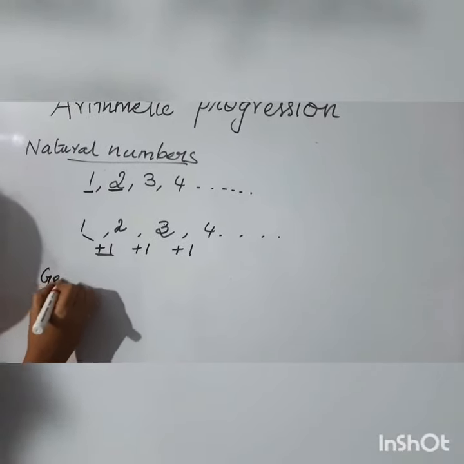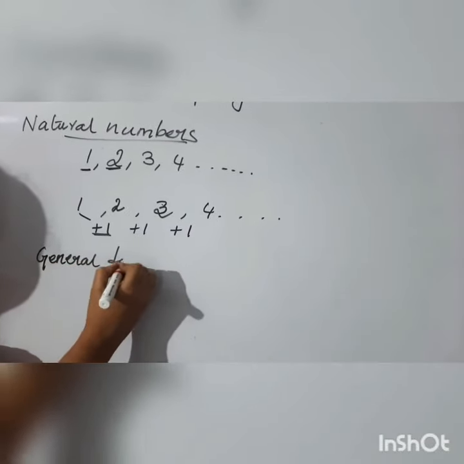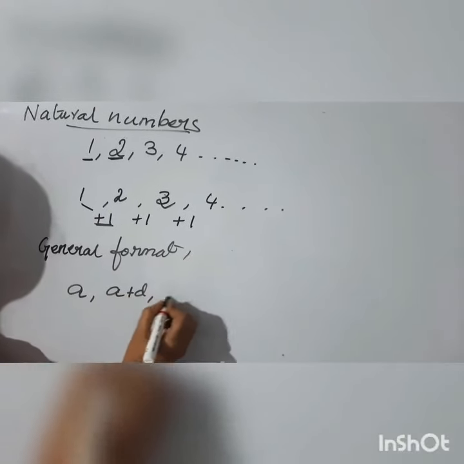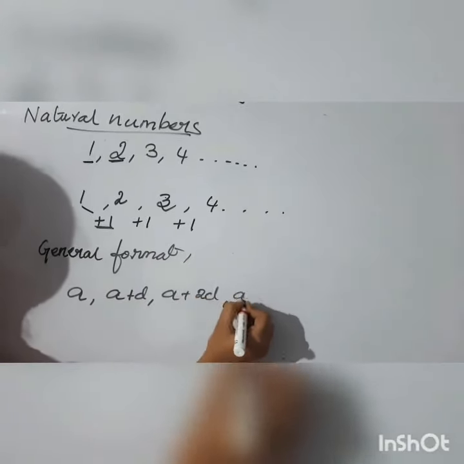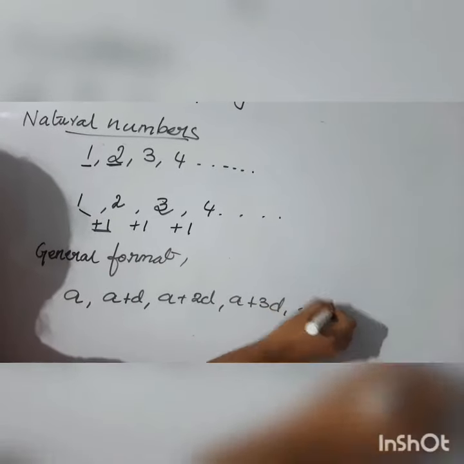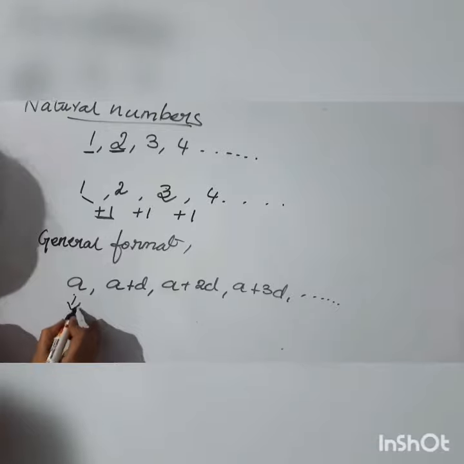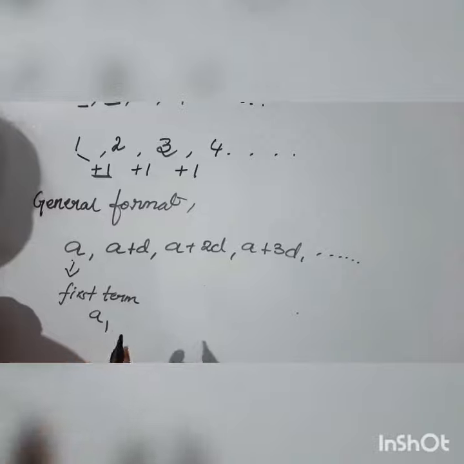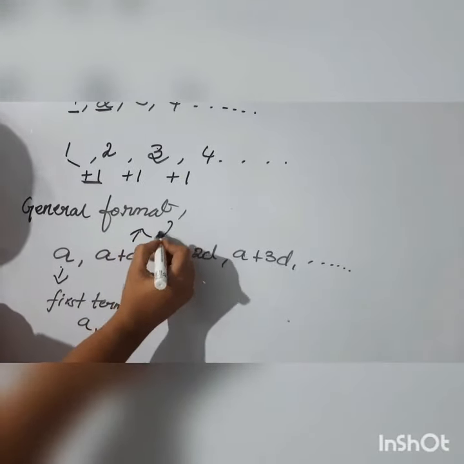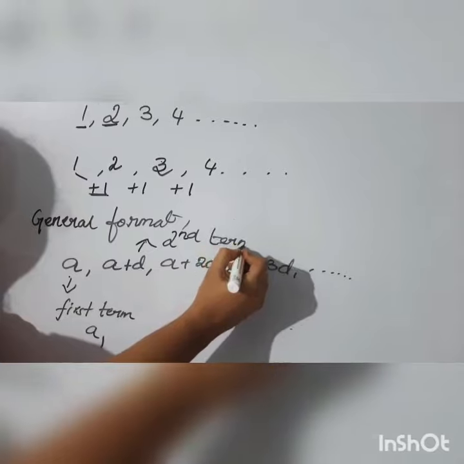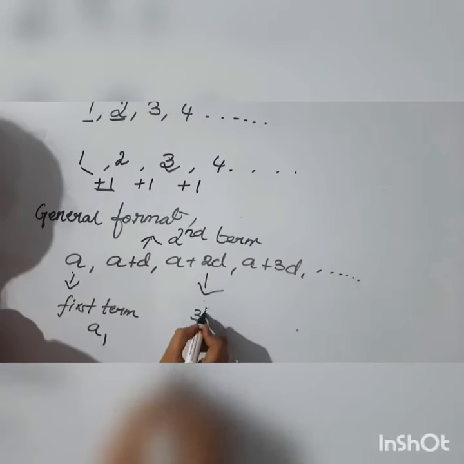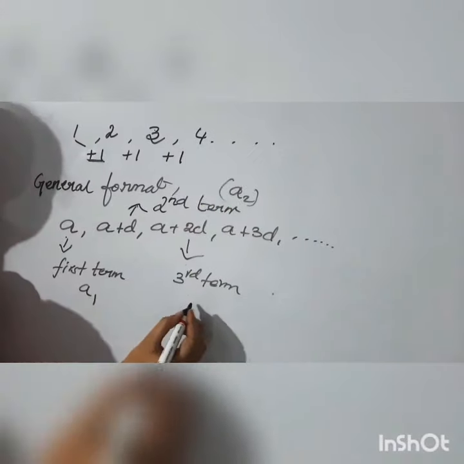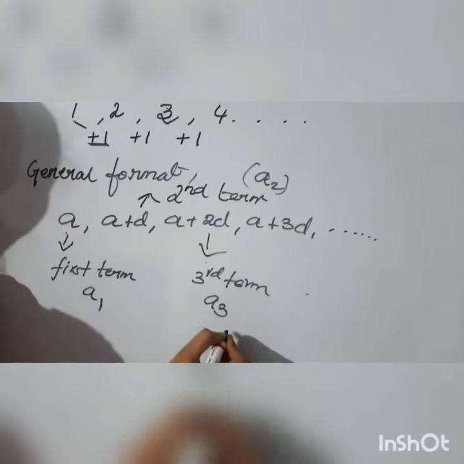The general format of arithmetic progression is A, A plus D, A plus 2D, A plus 3D, etc. What is A? A is nothing other than the first term. In turn, the same can be represented as A1. A plus D is the second term, and A plus 2D is the third term. Second term is represented as A2. The third term is represented as A3.